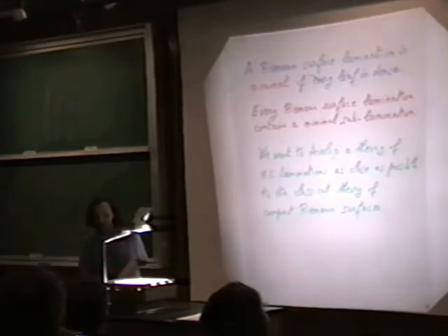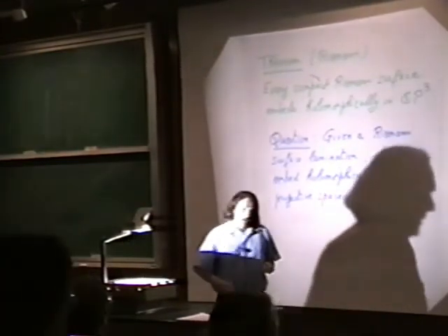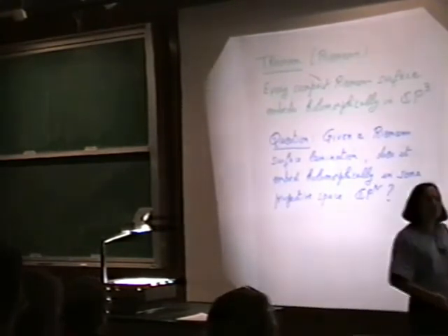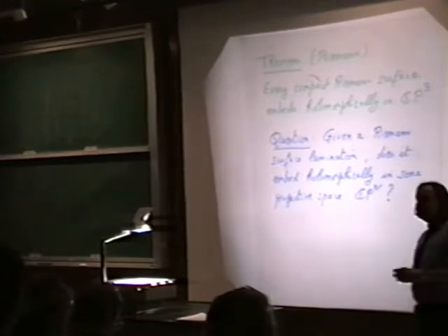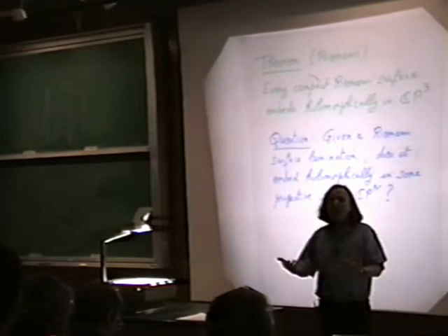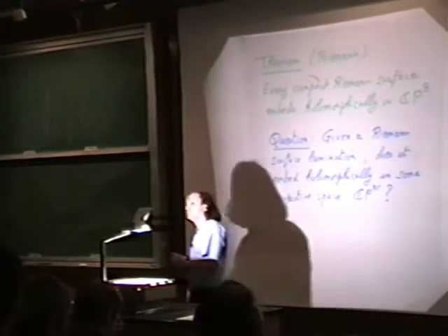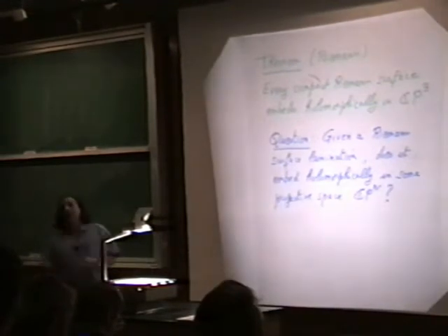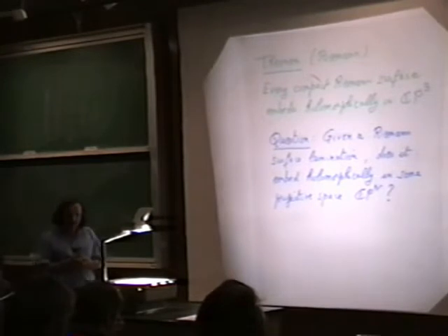And this is the typical question that we would like to try to understand. Is it possible to prove similar statements about Riemann surface laminations? Given an abstractly defined Riemann surface lamination, is it possible to put it holomorphically, of course, inside some projective space? And this will be one of the central questions I will try to look at today and tomorrow.